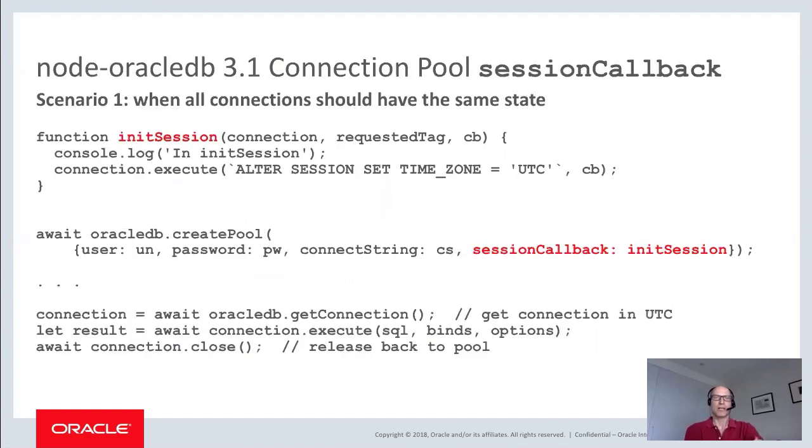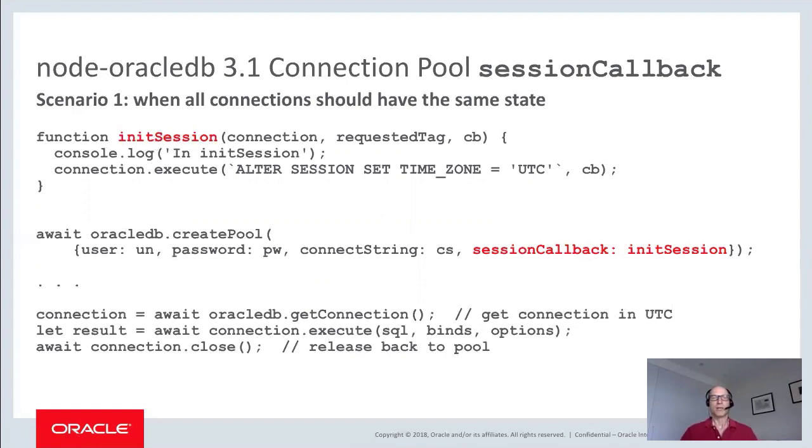So I've divided this set of slides up into use case scenarios rather than just speaking about particular features. Once you understand the scenarios, then you can use the features in any other ways that you can think about. In the middle, you can see that we have this new session callback attribute as part of the create pool options. And we just set it to our method name, in this case, init session.